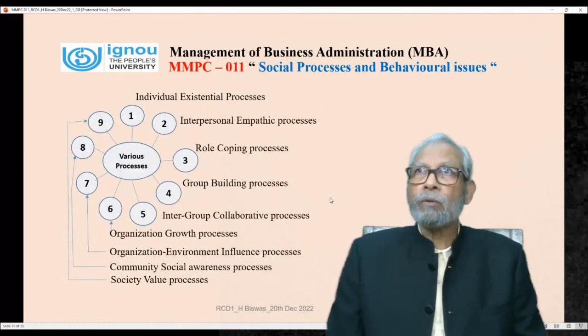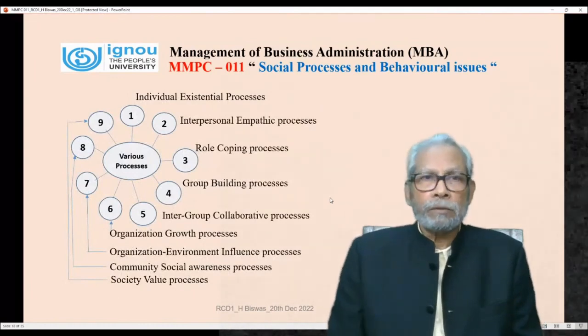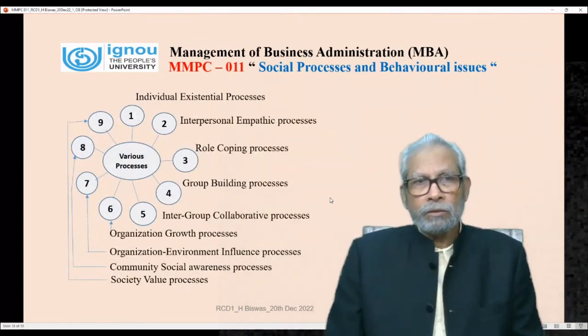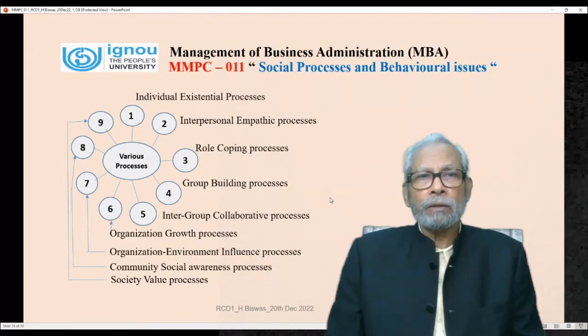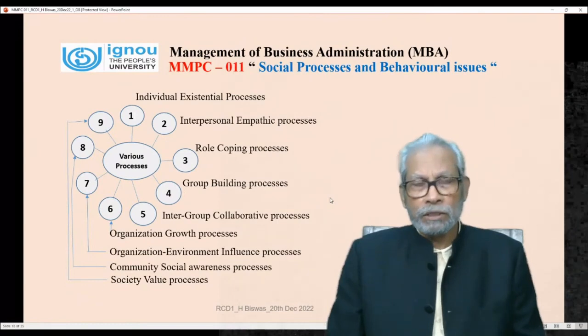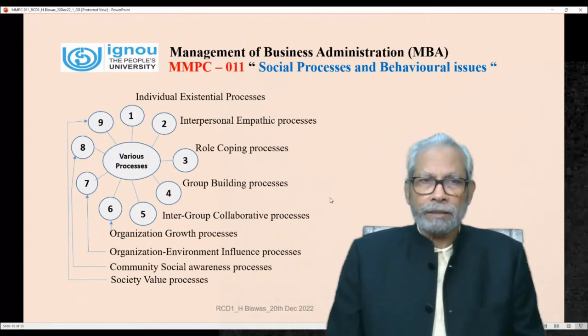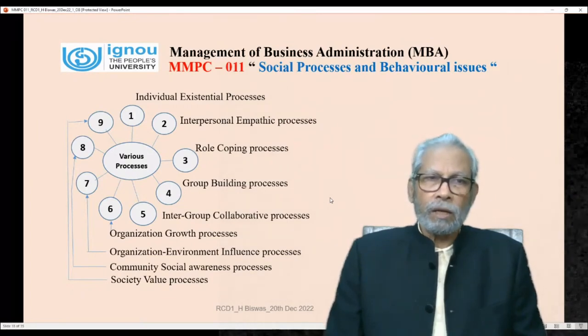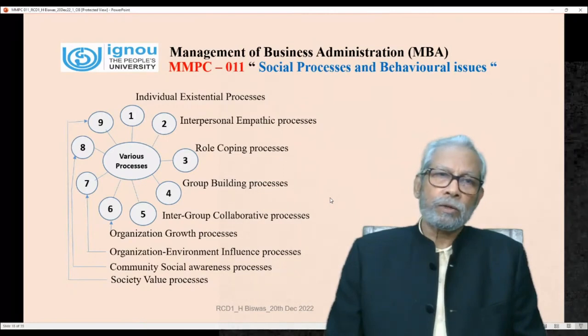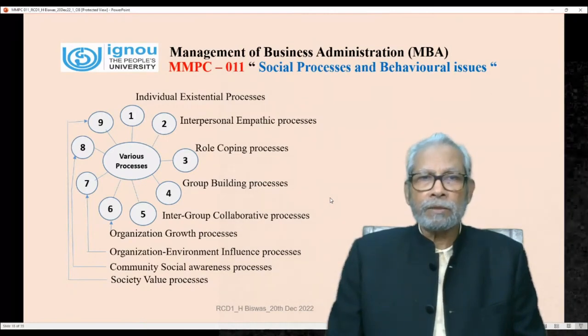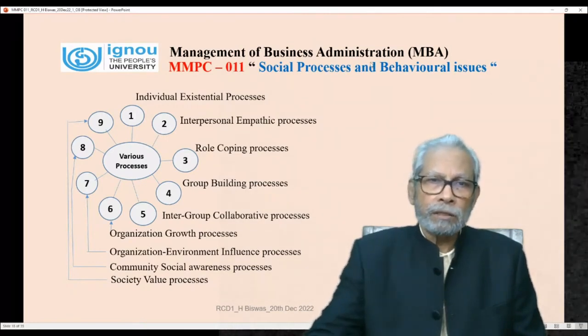Now here, one of the diagrams I try to show you is your individual existential process. There are various processes which are integrated, just like a star connected, and up to 9 processes are there. There are 9 processes. So, individual process, then the interpersonal things, then your role copying process.